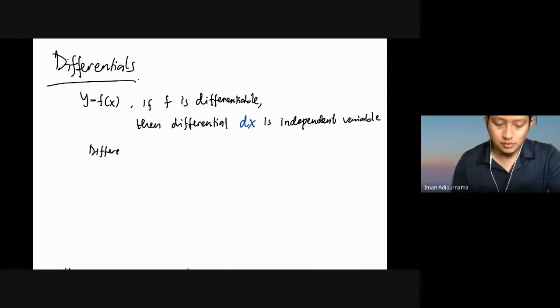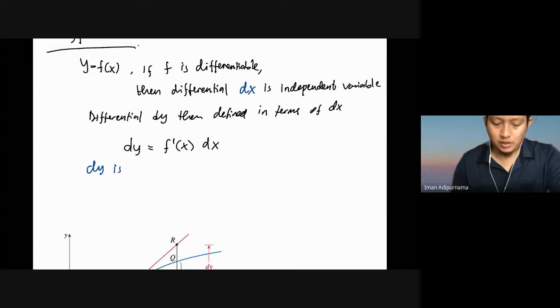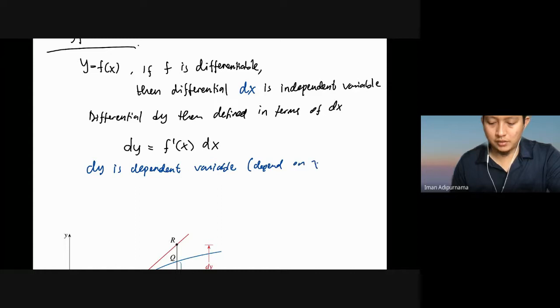The differential dy is then defined in terms of dx. dy equals f prime of x dx. So we can say dy is a dependent variable, depending on x and dx.